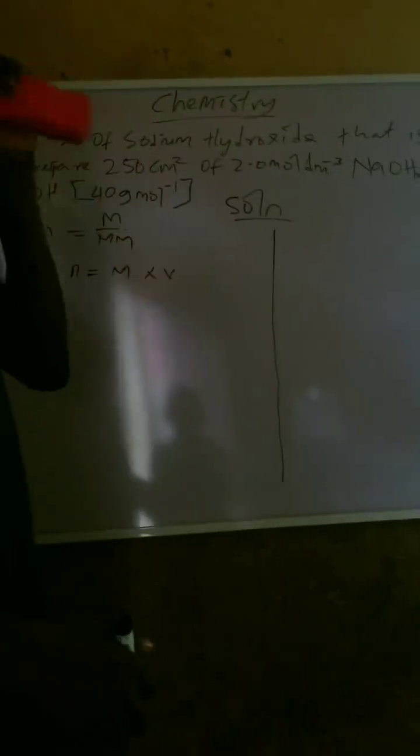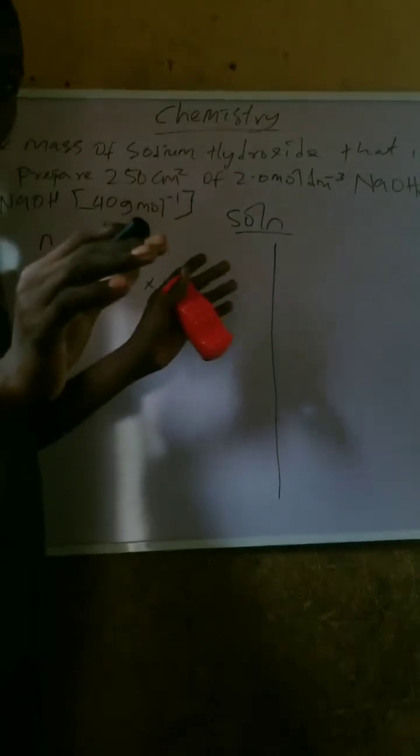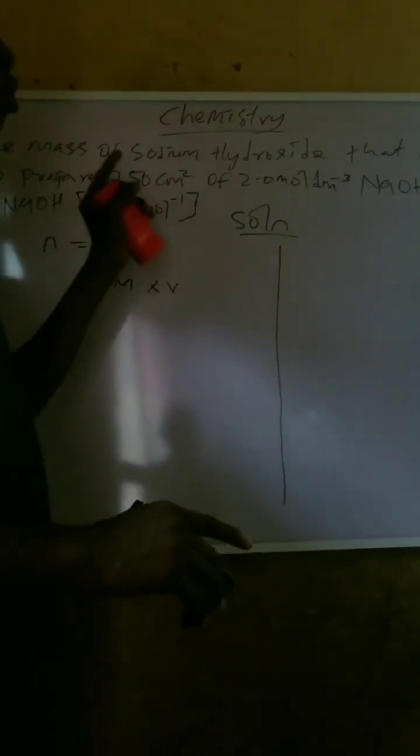But this volume is not in dm³. Chemistry has a way of doing it. Physics is different. In chemistry, everything concerning titration, whatever has to do with volume and stoichiometry, you must make sure the volume given is in dm³. Like now, this one is not up to 1000 cm³. If it's up to 1000 cm³, I would have taken it like that and gone on.